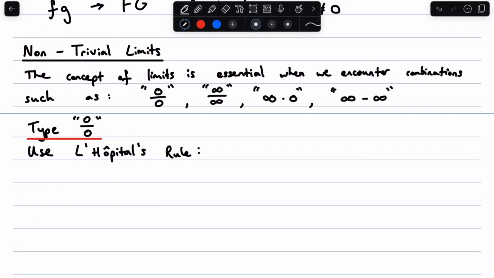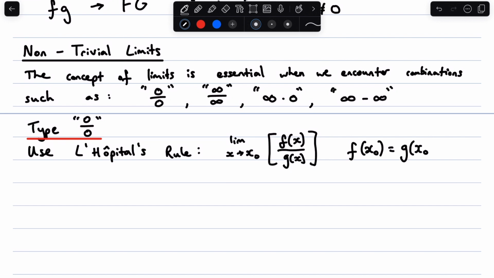So for the type 0 divided by 0, we can use something called L'Hopital's rule. And a proof of where this rule comes from we'll see in a later section of this course. But for now, we can just take the result. So for the limit, as x tends to a value x0, for two functions, f of x divided by g of x, if both f of x0 and g of x0 equal 0, then we'd have this function equaling 0 divided by 0.